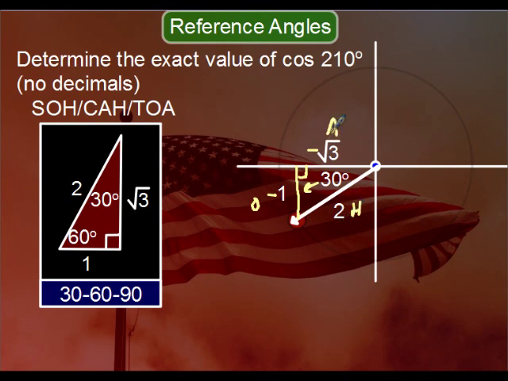This side would be adjacent. Adjacent means next to, so we're talking about the leg, not the hypotenuse, but the leg that is adjacent or next to this angle. So the cosine, negative root 3 over 2. That's your answer. Let's do another.